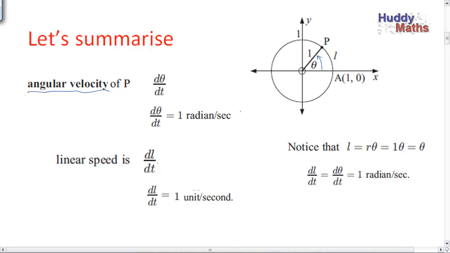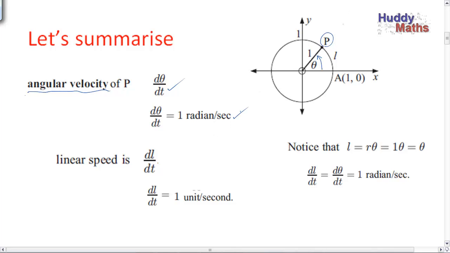If you've done any physics, you'll realise this is one way of describing the motion of point P. It's got an angular velocity, meaning it's got a rate of change of the angle traced out at the centre. That's that one. And we could say this is 1 radian per second. We just defined it as that.